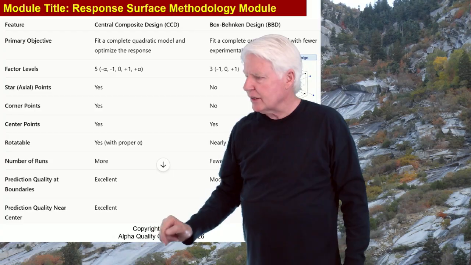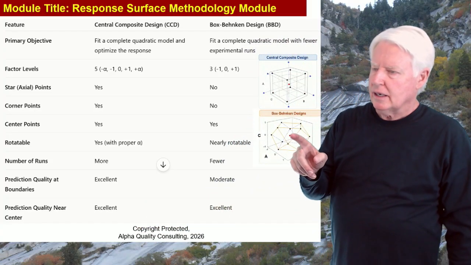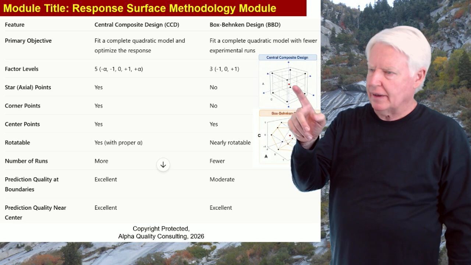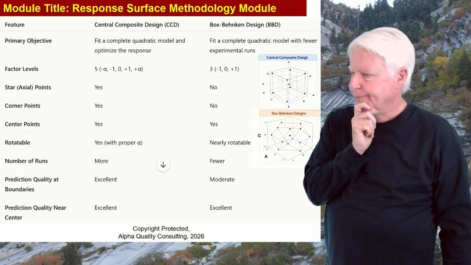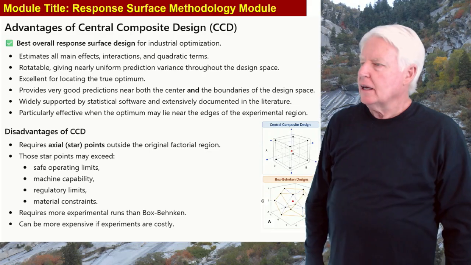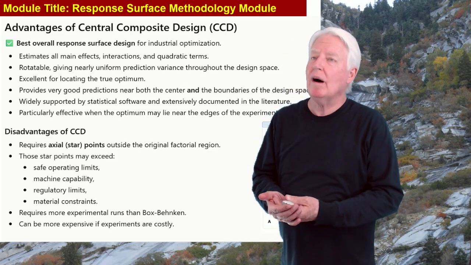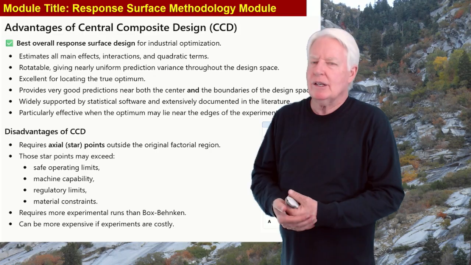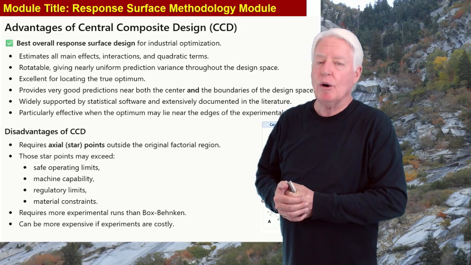Prediction quality near the center, they're excellent on both, because we usually run quite a few replicates on that center so we can find the pure error of the model. Advantages of Central Composite Design. I know I'm hitting this pretty hard. Why? Because I want you to be good at this. That's why I'm doing it. And sometimes you need to go over it more than once.